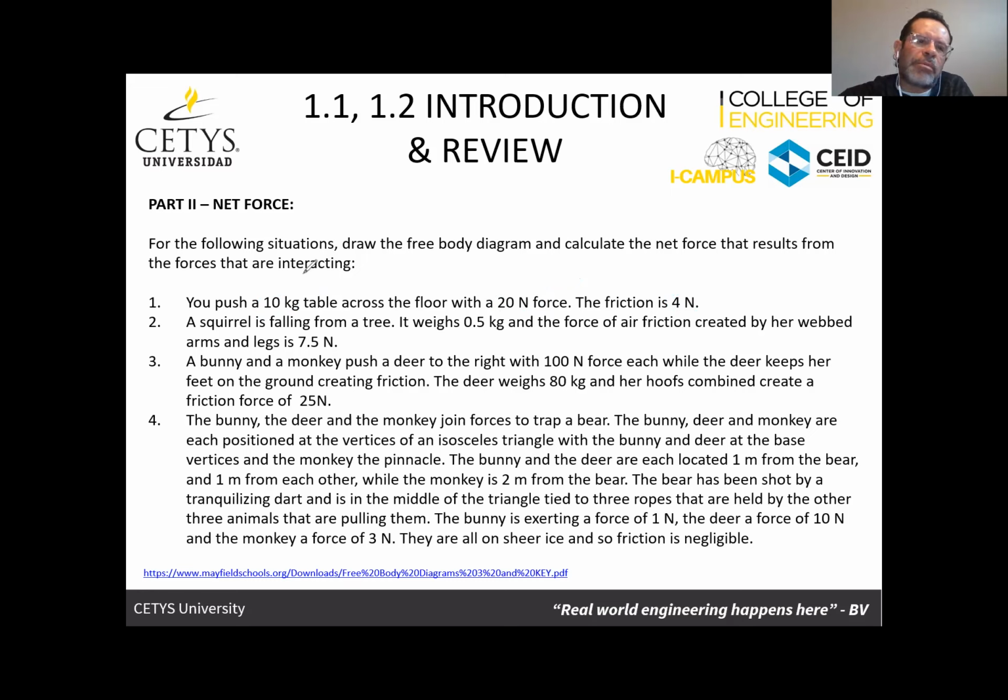So let's look at problem number 1. I push a 10 kilogram table across the floor with a 20 Newton force, and there's friction. Now, how do we interpret friction? Friction is going to be a reactionary force, a force that reacts to movement. And usually friction, we're going to have that in surfaces. It's going to depend on the type of surfaces where there's going to be this reaction to a movement. So I'm going to jump over here to the whiteboard.